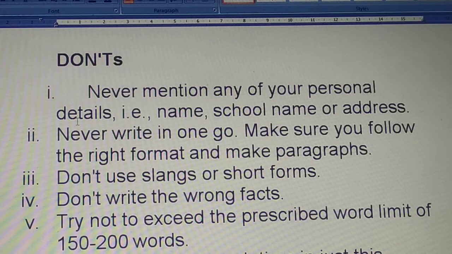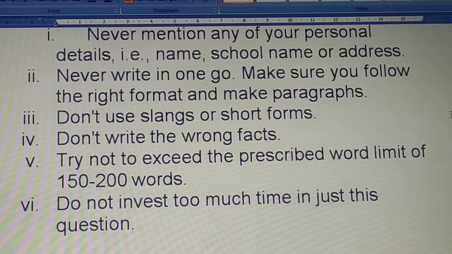Then some of the don'ts when you're writing a debate. Never mention any of your personal details, name, school name, address. Never write in one go. Make sure you follow the right format and make paragraphs. Don't use slangs or short forms. It's not good. Don't write the wrong facts. Better not to write than write the wrong facts.